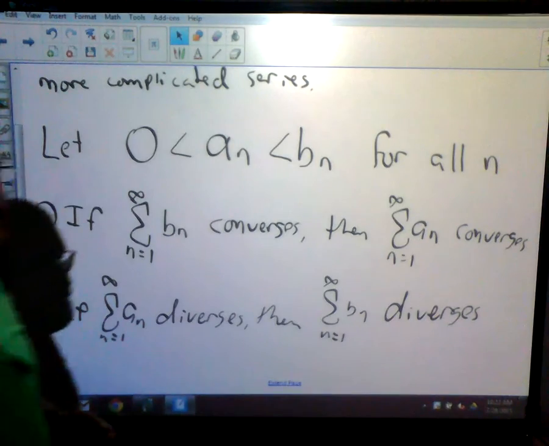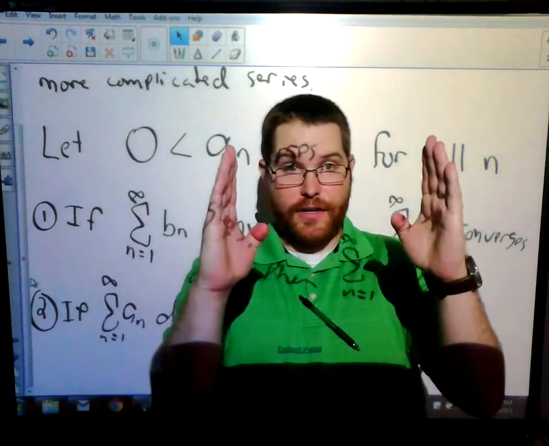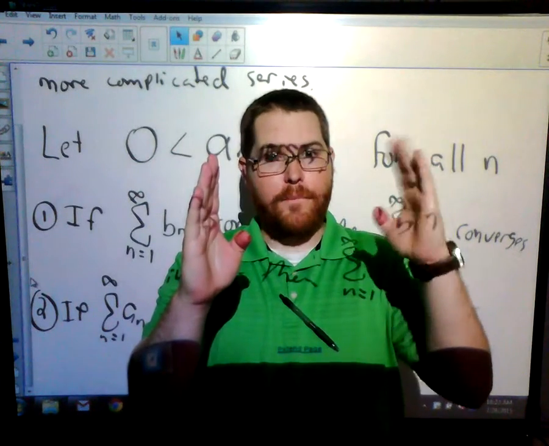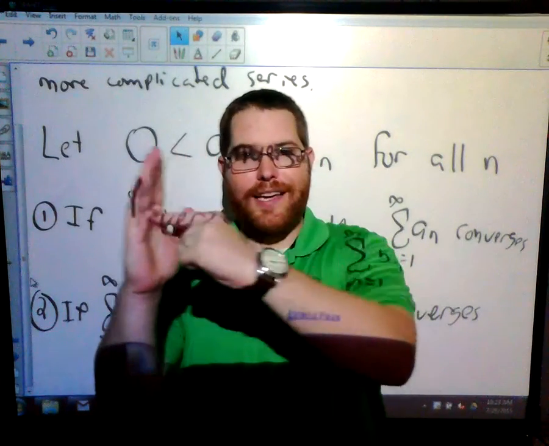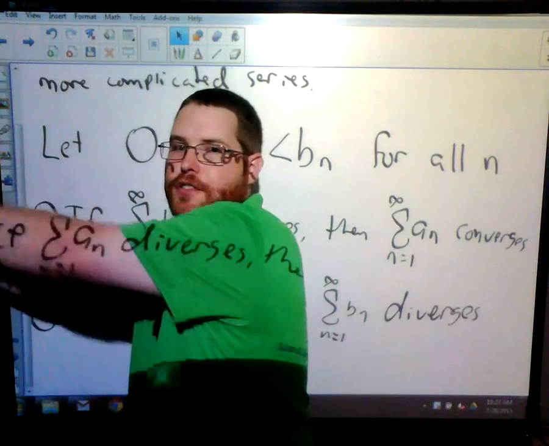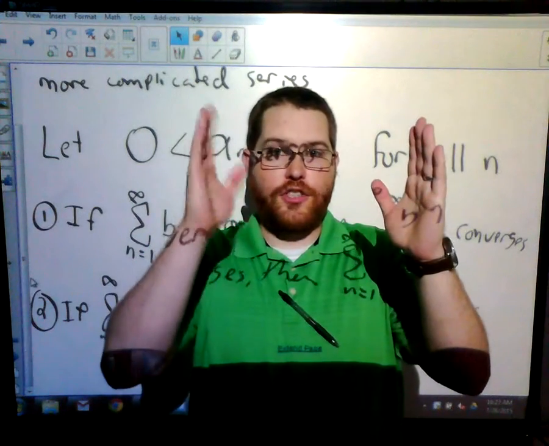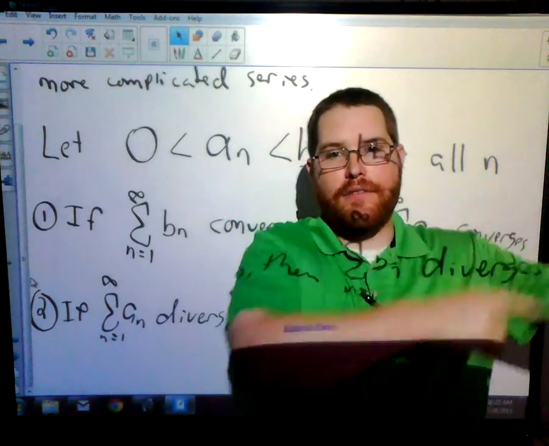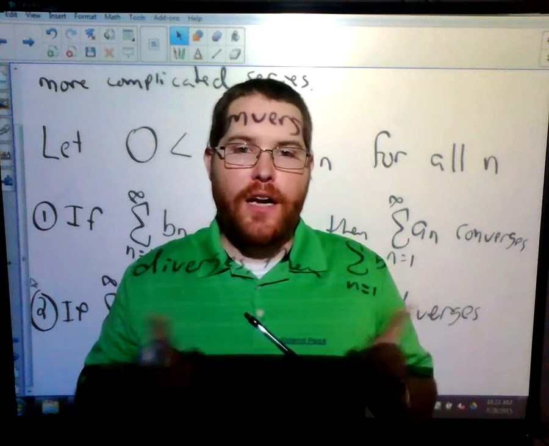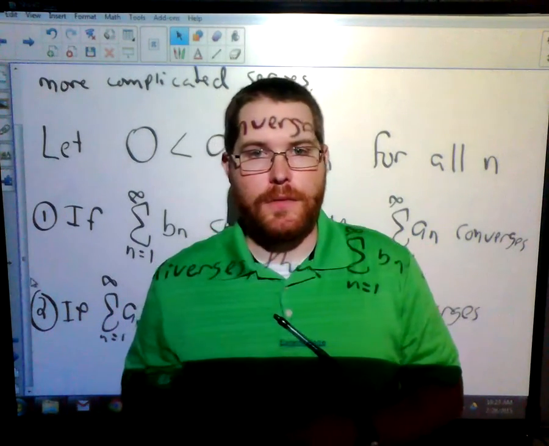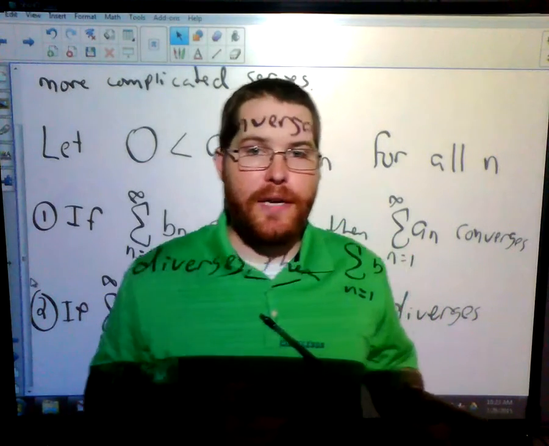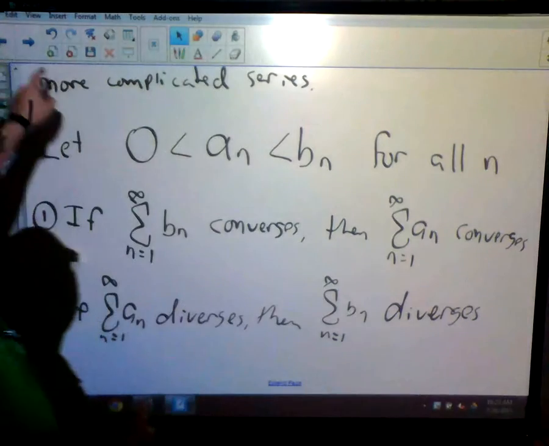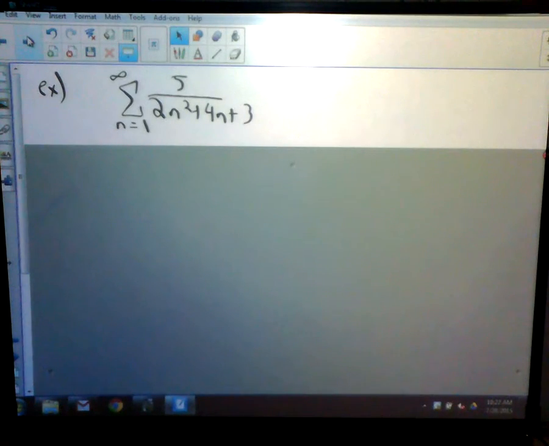But here's the idea. You have two series. A big series and a small series. If the big series converges, it pushes the small series to convergence. If the small series diverges, it pushes the big series to divergence. So, if big converges, little converges. If small diverges, then big diverges. Okay? Let's take a look at an example.